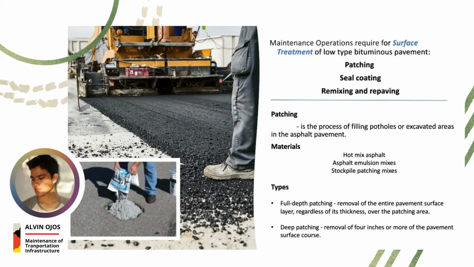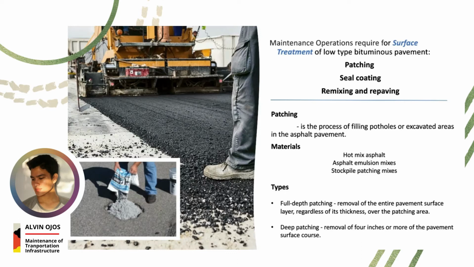Next, we have the maintenance operations required for surface treatment of low-type bituminous pavement. So the maintenance could be patching, seal coating, remixing, and repaving. Patching is the process of filling potholes or excavated areas in the asphalt pavement. We all know what potholes are. These are depressions in a road surface, usually asphalt pavement, where traffic has removed broken pieces of the pavement.